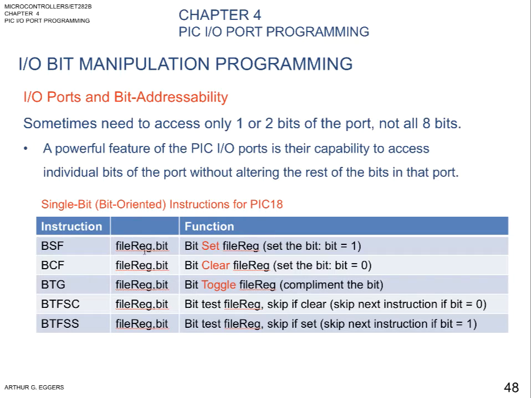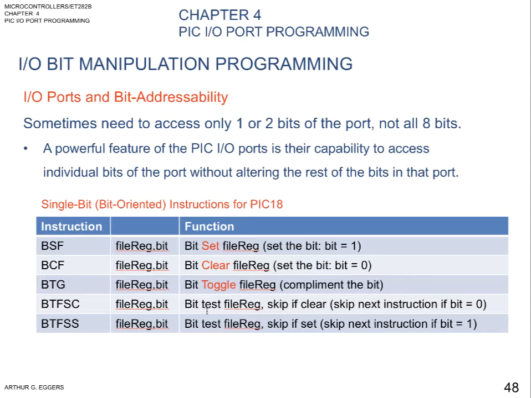In this case, we're looking at file registers and a bit location. So you would identify the file register and the bit location. In this case, BSF, bit set file register, sets the bit to 1. That was BSF. BCF, bit clear in a file register at a specific bit, sets it to 0. If we want it to toggle, BTG will basically do a complement. So it's going to complement that bit. So you can see we're doing things at the bit level and not at the 8-bit level.